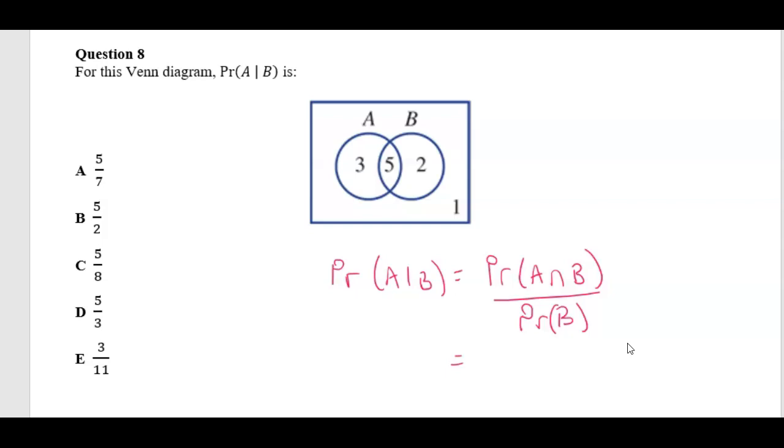Okay, so we've got probability of A and B is 5 over the probability of B is 7. So the correct answer for that one is A.